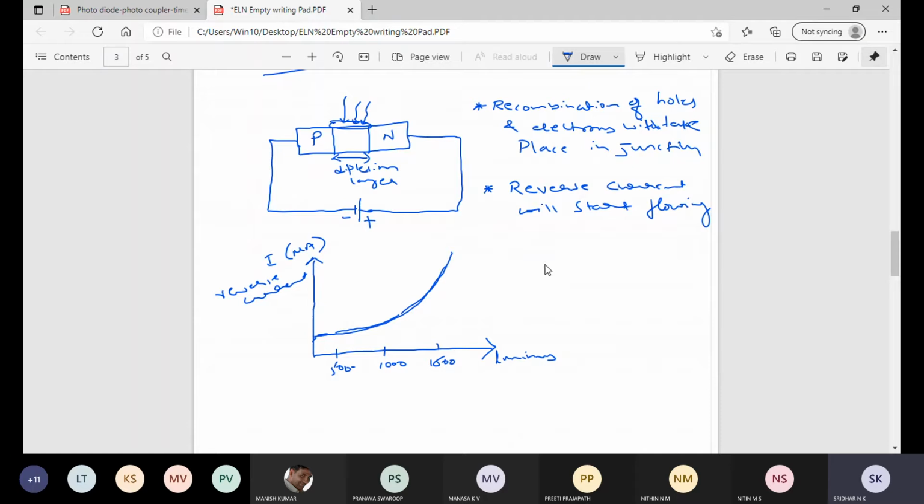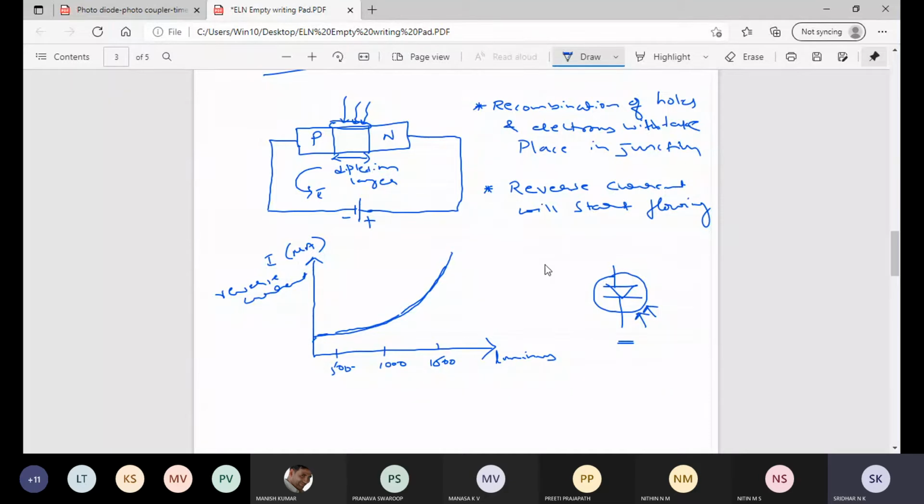If you look at the symbol, it looks like this. Put a circle for the normal diode, and light is falling onto the diode. That's why you will have light falling onto the diode. So this is the symbol for photodiode. The basic concept of photodiode is, when light falls on the device, a reverse current will be produced in the circuit.